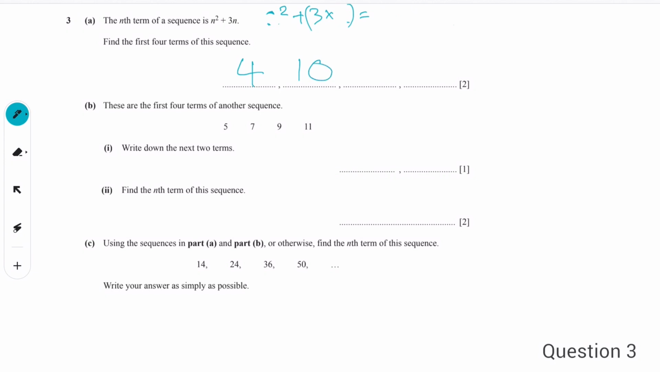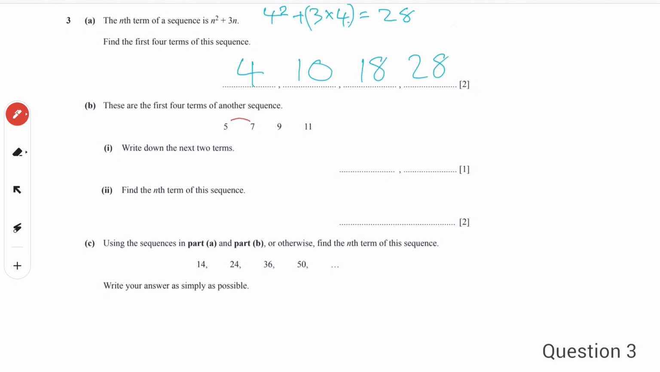This time I have 3 squared plus 3 times 3. So I've got 3 squared is 9, and 3 times 3 is going to be 18. And then finally, okay, I've got 4 squared. So 4 squared is 16 plus 12, which would give me a total of 28. Nice and easy. So that's the first one done. Let's have a look at the second one. These are the first 4 terms in another sequence. So we have 5, 7, 9, 11. So let's have a little look at this.